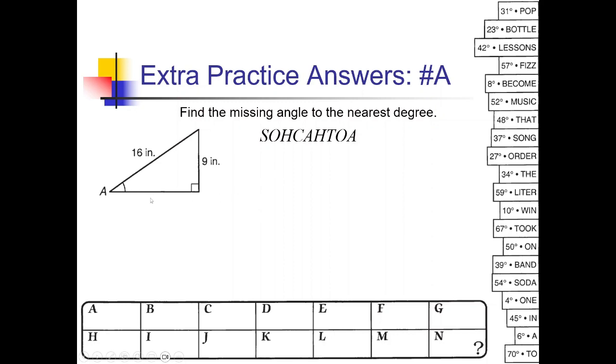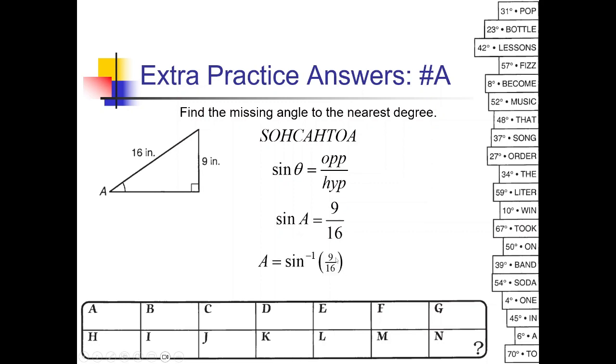In this one, for example, we have the side that's across from the angle, so the opposite side. We also have the hypotenuse. So that would be sine equals opposite over hypotenuse. And then that's the sine of A equaling 9 over 16. Sine of A, opposite over hypotenuse. Now to actually figure this out, I'm going to have to do sine inverse of 9 over 16.